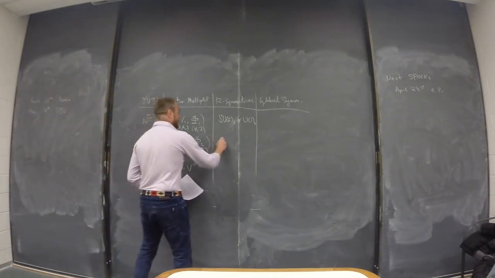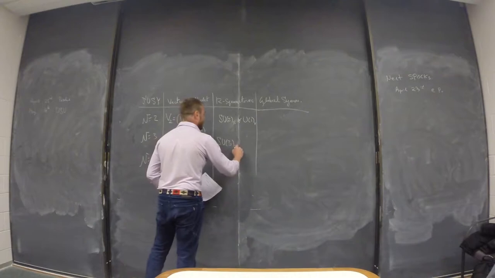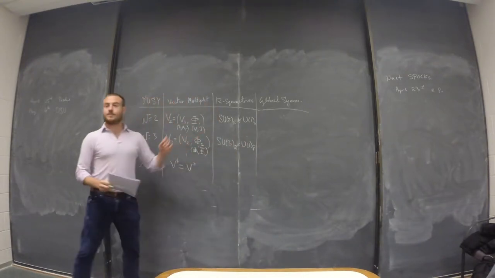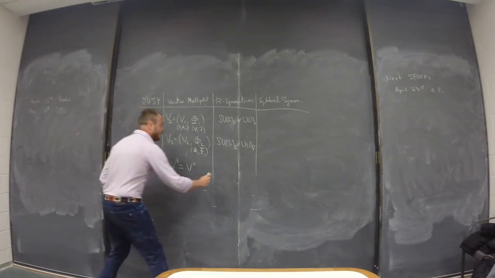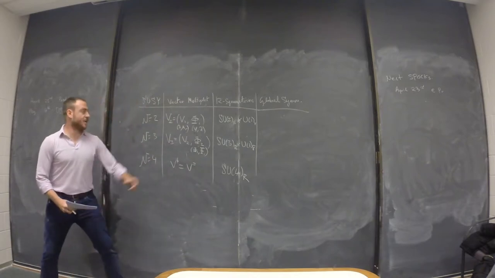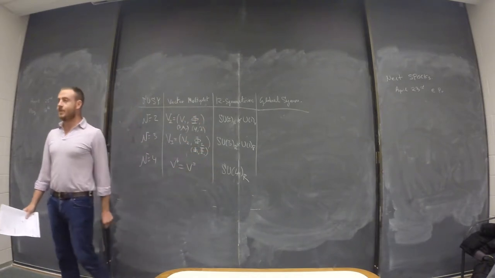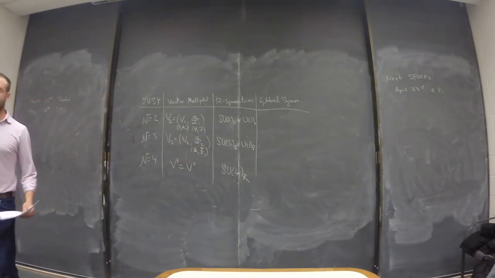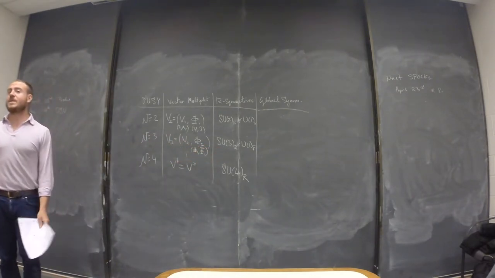The N=3 has an SU(3)_R and another U(1)_R twiddle. And then N=4 has an SU(4)_R. Okay? Hopefully the first and the third are familiar. Well, I'm going to use this in a second to derive some properties. Okay? What about global symmetries?